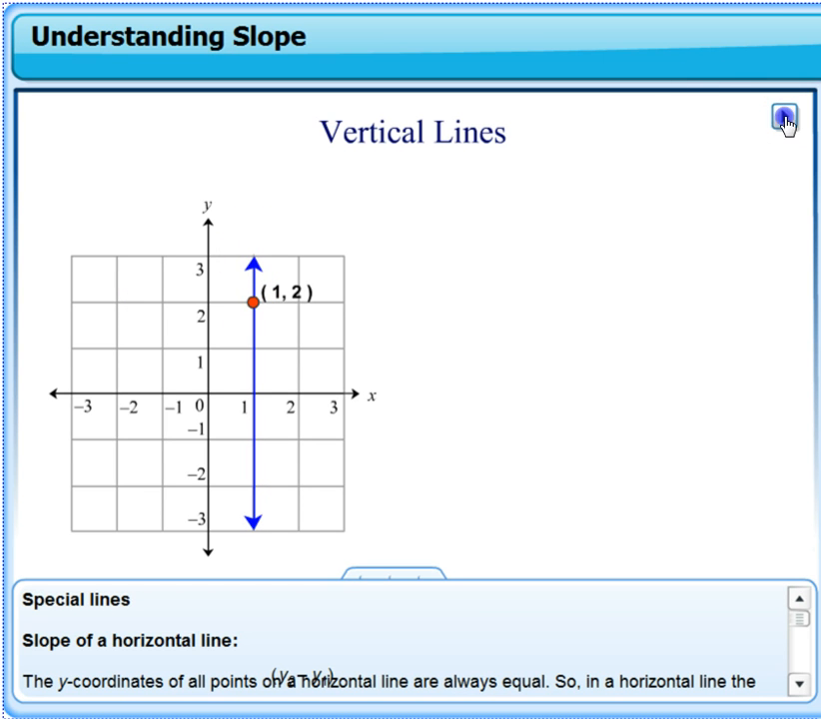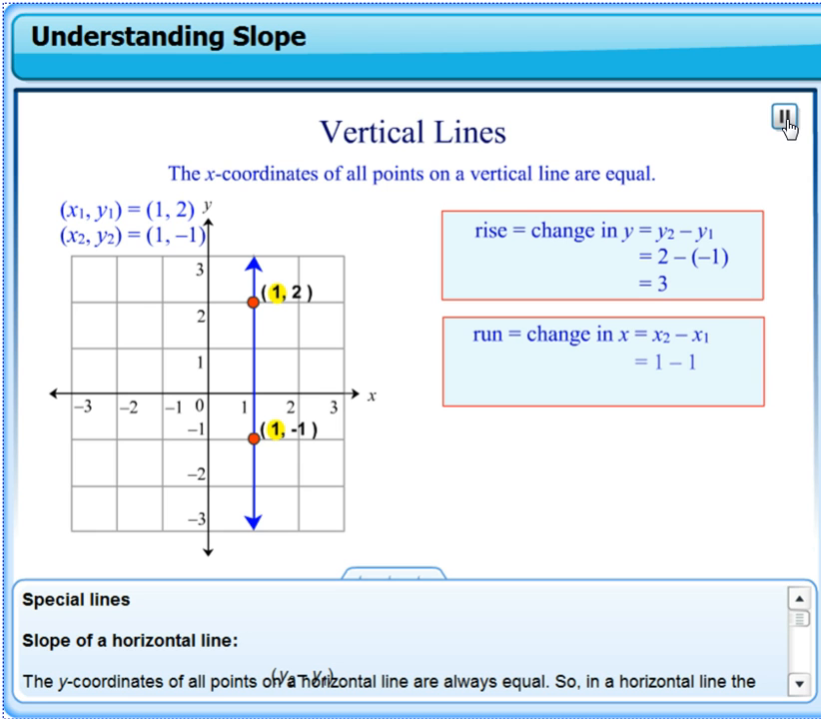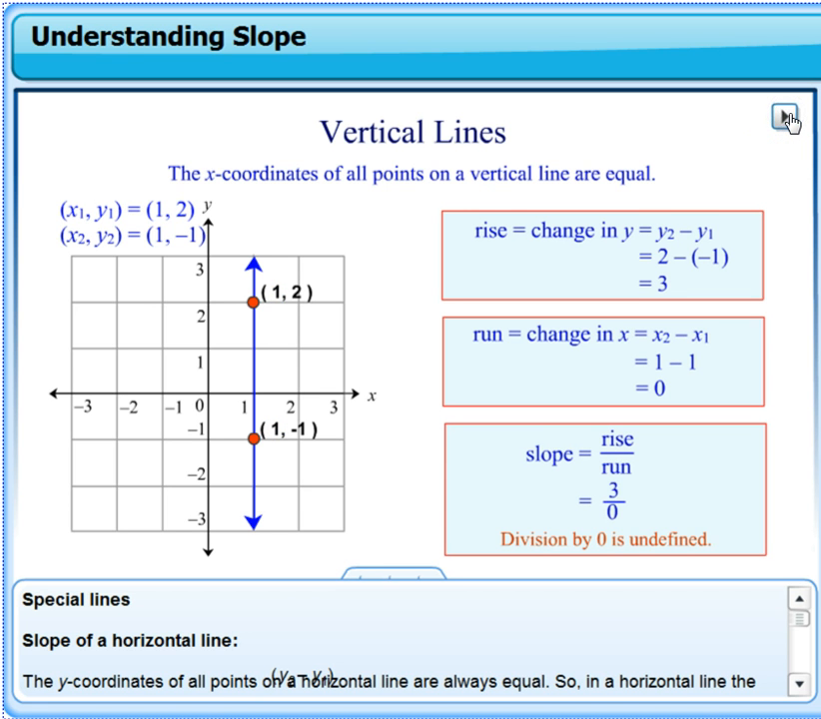If I take 2 points on the line, (1, 2) and (1, -1), the rise is y2 minus y1 over x2 minus x1, which would be 3. And the run is x2 minus x1, 1 minus 1, which is 0. So the slope is 3 over 0, which is again undefined. So there are so many different ways of looking at vertical and horizontal lines and slope.